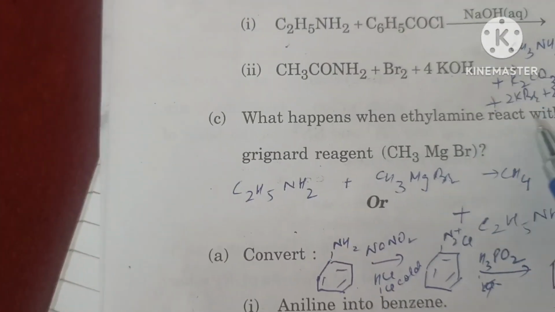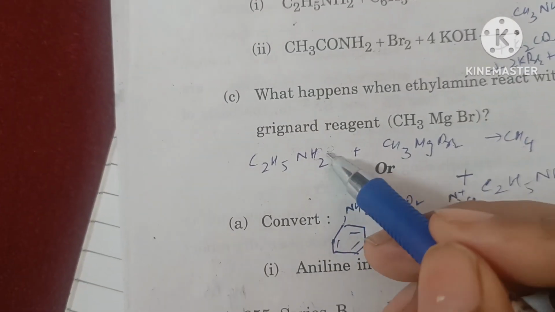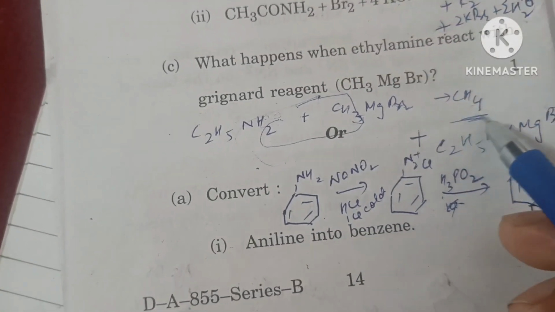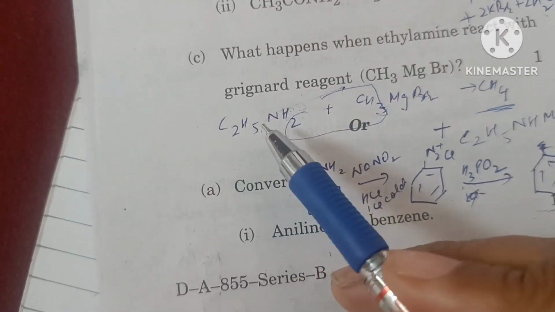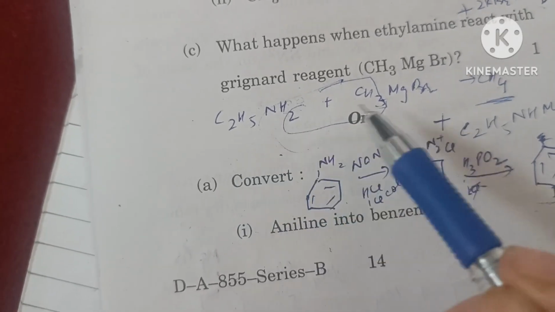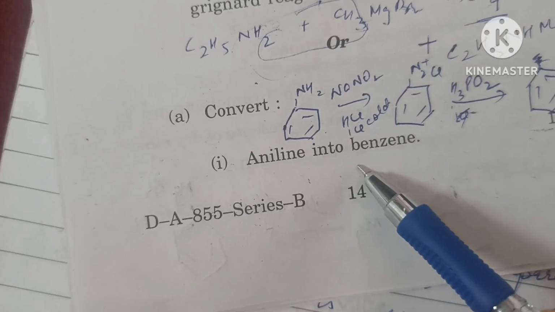What happens when ethylamine reacts with Grignard reagent? तो इथाइलमीन का H ग्रिग्नार्ड रिएजेंट का एल्काइल ग्रुप लेकर एल्केन बना लेता है और साथ में बनेगा इथाइल C2H5NHMgBr.